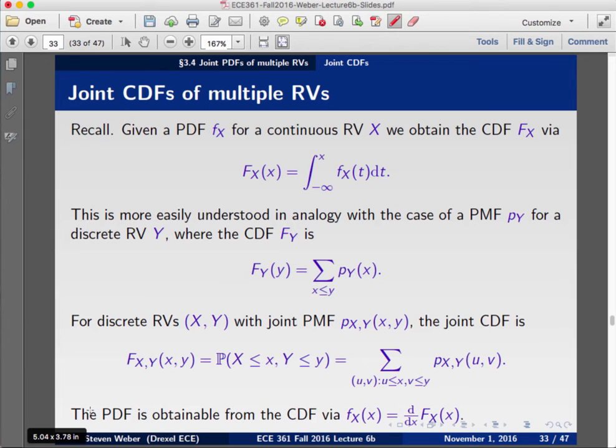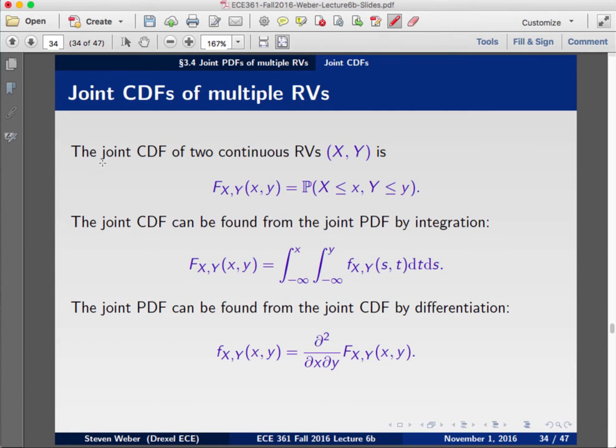Finally, we also saw in the case for a single random variable, in the continuous case, that the probability density function, little f sub X, is obtainable from the cumulative distribution function, capital F sub X, by differentiating it. So keep all these things in mind as we now talk about joint cumulative distribution functions of multiple continuous random variables.